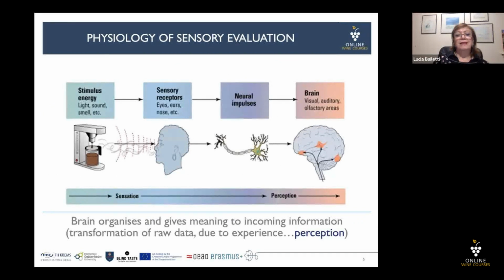So, the brain organizes and gives meaning to incoming information, transforming raw data into perception through experience. The stimulus energy, light, sound, smell, goes to sensory receptors, eyes, ears, nose, then neural impulses go to our brain, visual, auditory, olfactory areas, leading to the perception of the stimulus.